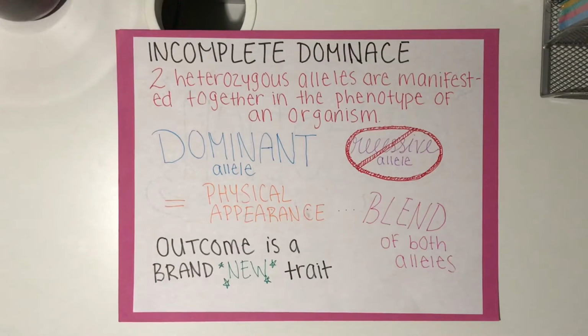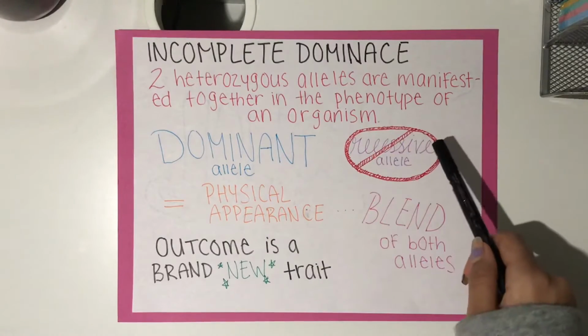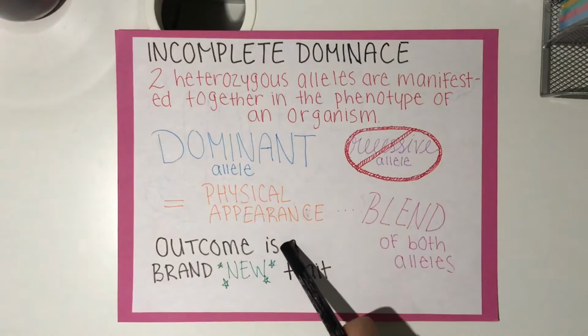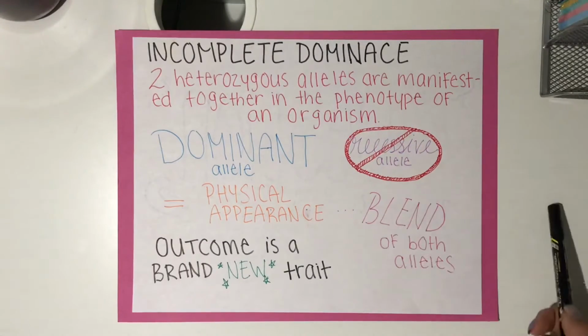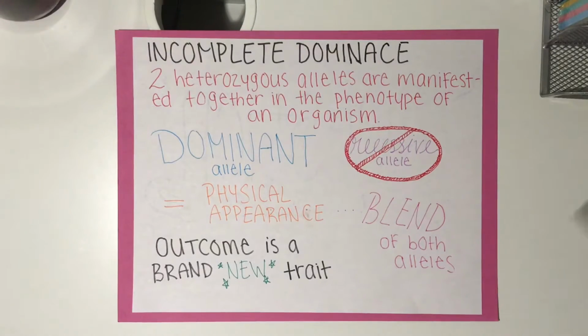The first problem is an example of incomplete dominance. So incomplete dominance transpires when two heterozygous alleles are manifested together in the phenotype of an organism. The distinct phenotypes generated by each allele are blended together into a third phenotype. The dominant allele essentially is unable to conceal the effects of the recessive allele, and the organism's resulting physical appearance is a blend of both alleles. Essentially, incomplete dominance is when neither gene is completely dominant and the outcome is a brand new trait.